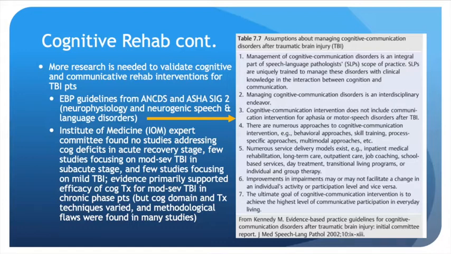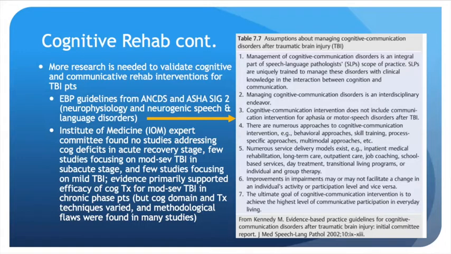It does not include interventions for aphasia or motor speech. It is an independent clinical entity. There are numerous approaches to cognitive communication intervention. There are numerous service delivery models. Improvements in impairments may not facilitate a change in the person's activity or participation level, and vice versa. So just because the impairment has been addressed, that might not result in a change in the participation level. And the ultimate goal of cognitive communication intervention is to achieve the highest level of communicative participation in everyday living.